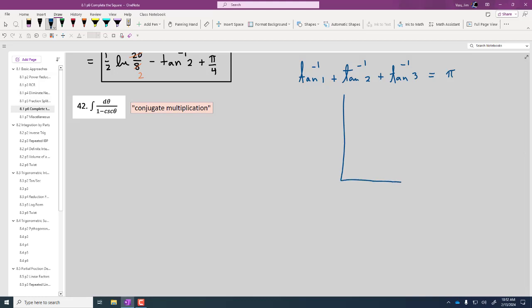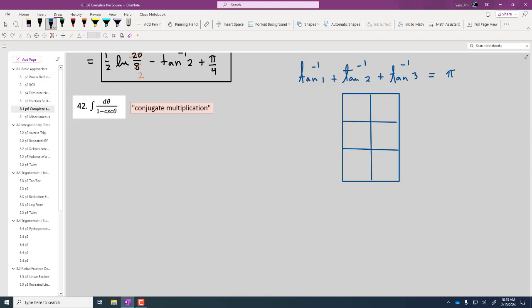So I claim that I can prove this to you with this picture. I claim that I can draw 3 lines in there and prove this: arctan 1 plus arctan 2 plus arctan 3 is pi.